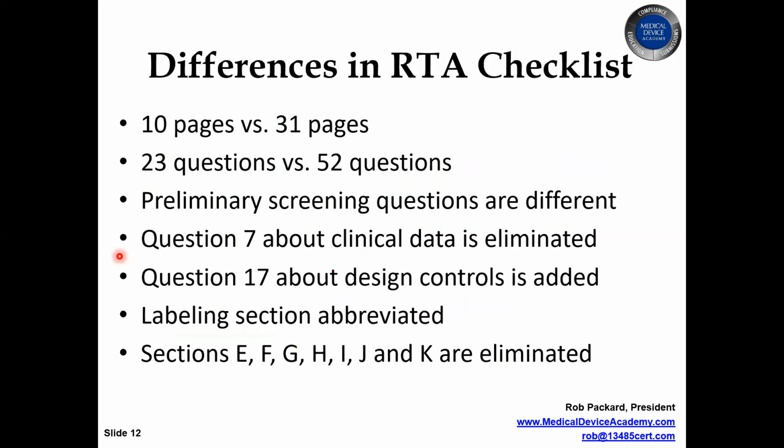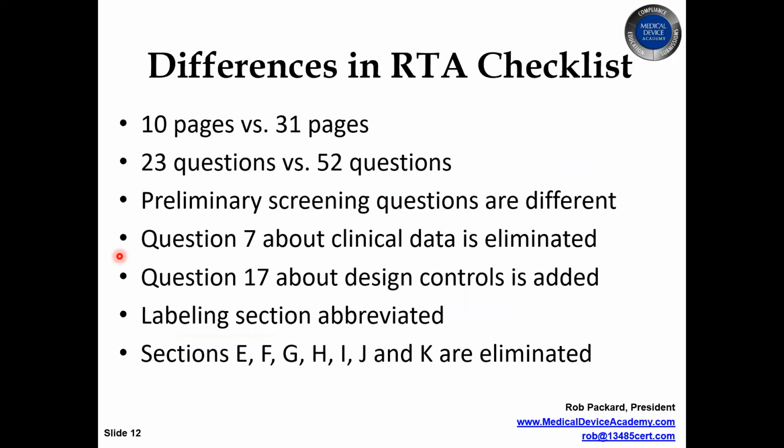So what are the differences in the RTA checklist? As I said, it's the shorter form, 10 pages versus 31 pages for the traditional. And they ask 23 questions for the lead reviewer or the screener to answer versus 52 questions. So it takes a lot less time to fill out these RTA checklists.